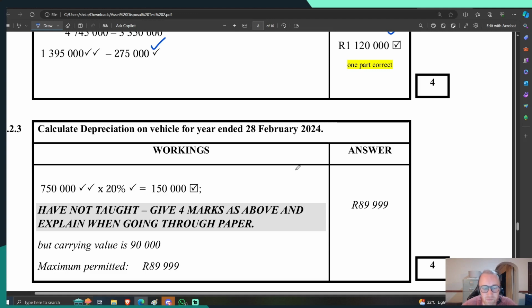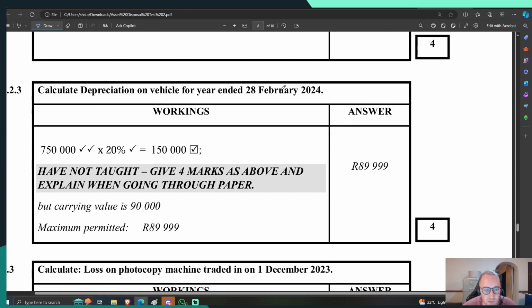Oh, right. Okay, so I would have lost marks here if the model answer was not lenient. So this was silly of me. I should have checked this. So we said 750,000 times 20% equals 150,000, which we marked correct. However, the actual answer is not 150,000. It is 89,999. And you will say, but how can that be?